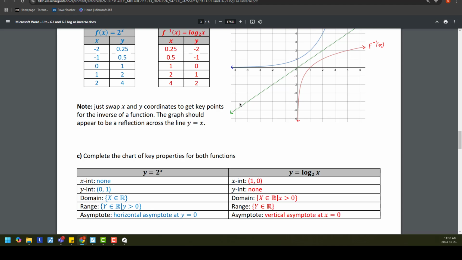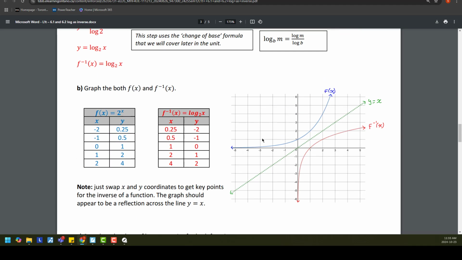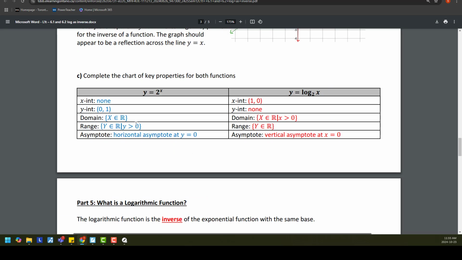Range for an exponential function, well, you can see clearly the blue function here only exists above the x-axis, so it has to be y greater than 0, and it's not equal to 0 at any point. And the asymptote, there's a horizontal asymptote at y equals 0.